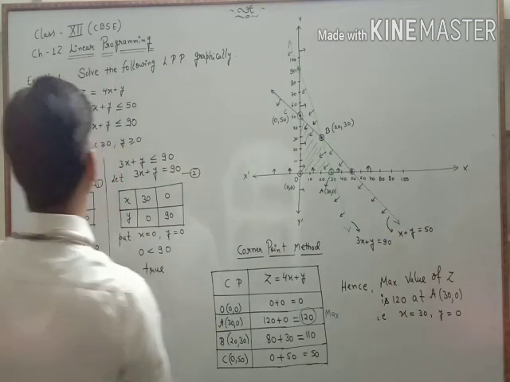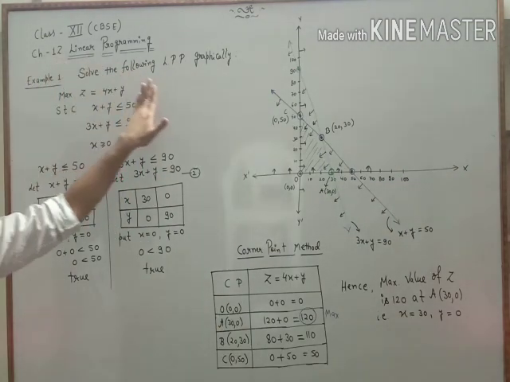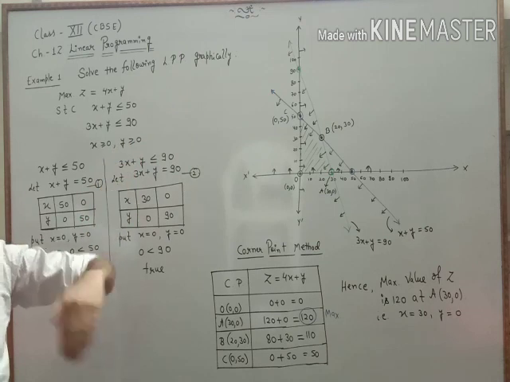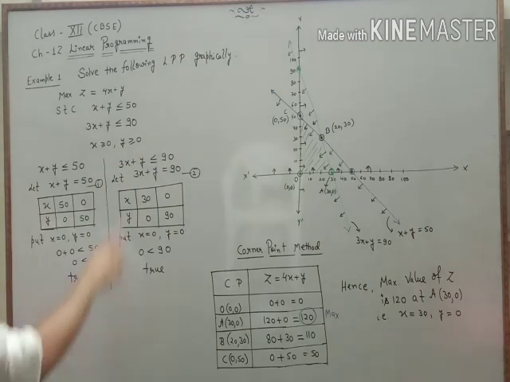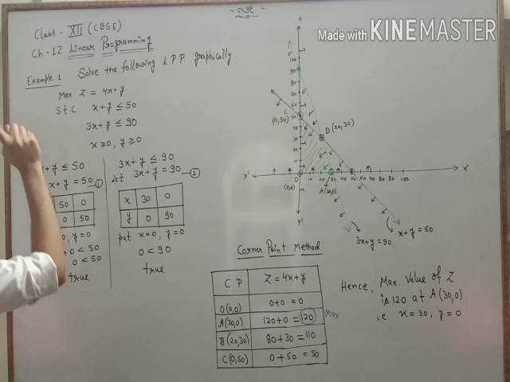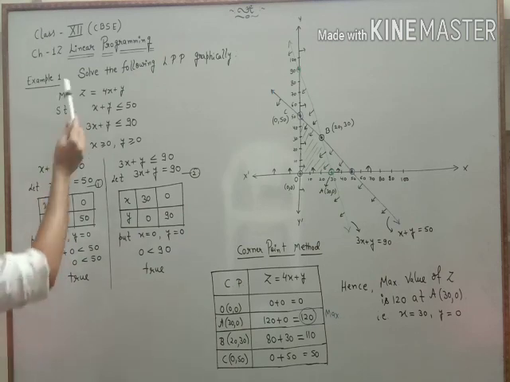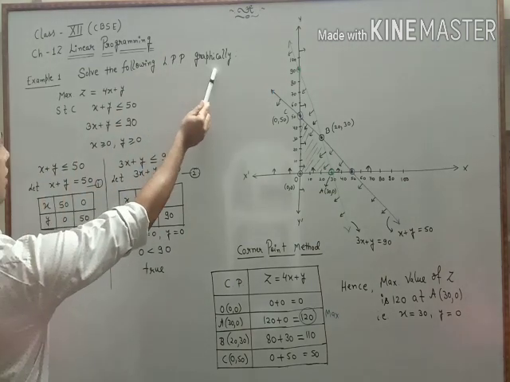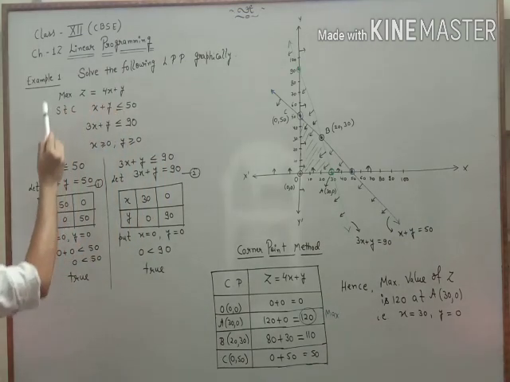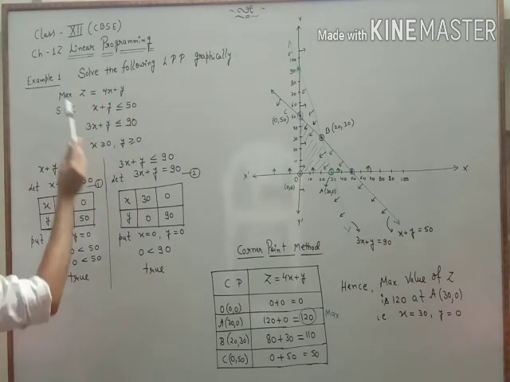Now, we are discussing linear programming. I have already explained the concept. Now, we will discuss the question. Example number 1: solve the following LPP graphically. Now, this is called the mathematical portion.